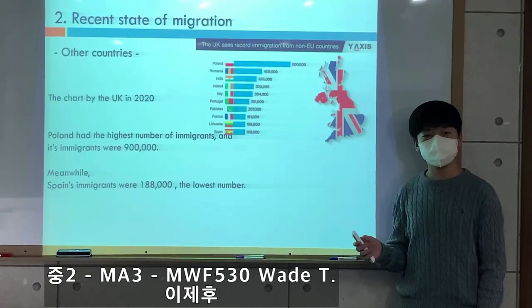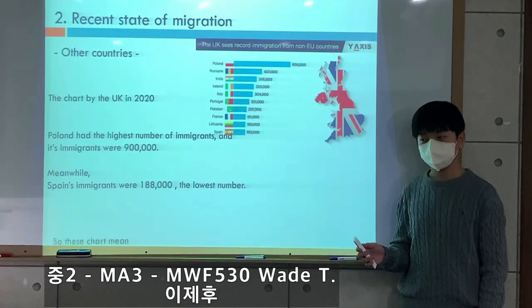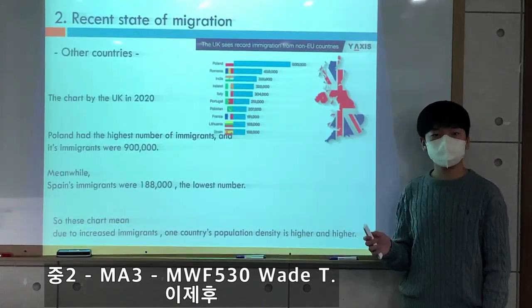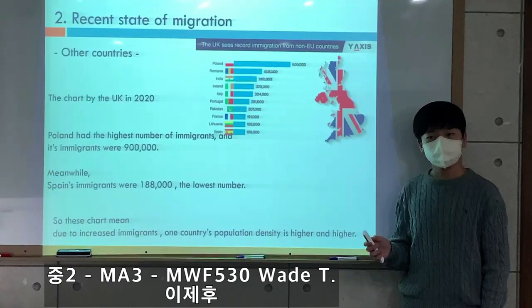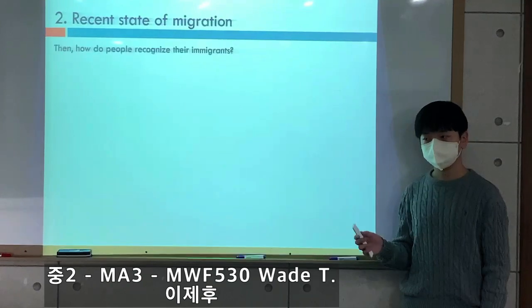In the chart by UK in 2020, for non-EU countries, Poland had the highest number of immigrants, at 900,000. Meanwhile, Spain's immigrants were 188,000, which was the lowest number. So this chart means that due to increased immigrants as time goes on, one country's population density is higher and higher.